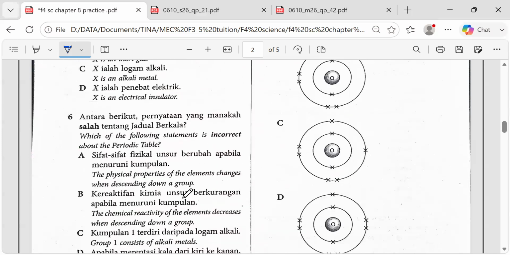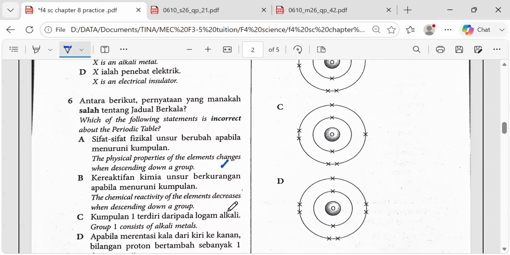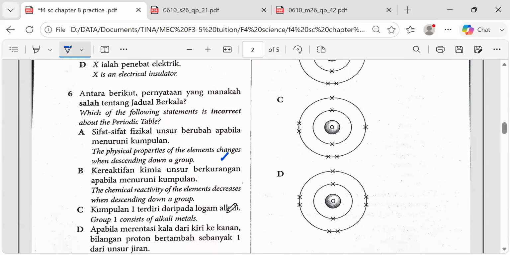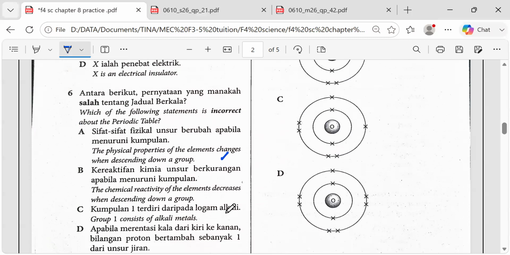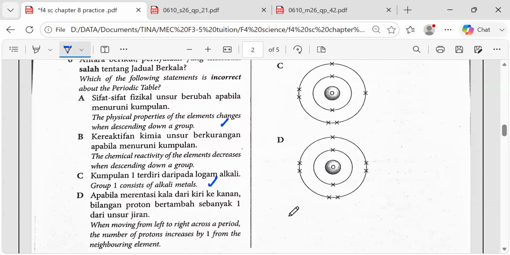The physical properties of elements change when this is true. The chemical reactivity of elements decrease when descending the group. Depends. Some are more reactive, some are less reactive. Group 1 consists of alkaline metals, correct? When moving from left to right across the period, the number increased by 1, correct? So the answer is B.